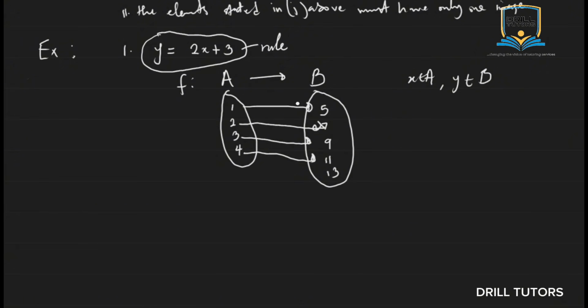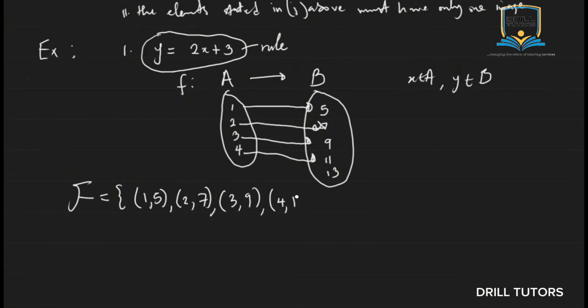Now, is this a function? Yes. Why? Because all the elements in the domain have images. 1 has an image of 5, 2 has an image of 7, 3 has an image of 9, 4 has an image of 11. Secondly, there's no element in the domain that has more than one image. Now, our solution set that I defined earlier is the set that contains (1, 5), (2, 7), (3, 9), and (4, 11). So this is our solution set, and this is as simple as ABC.